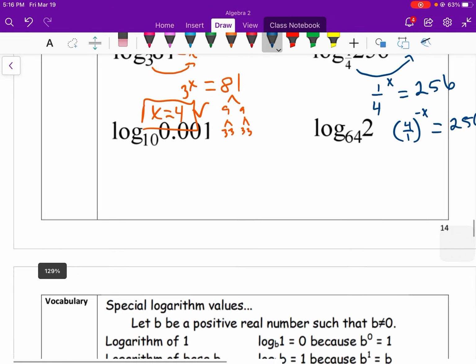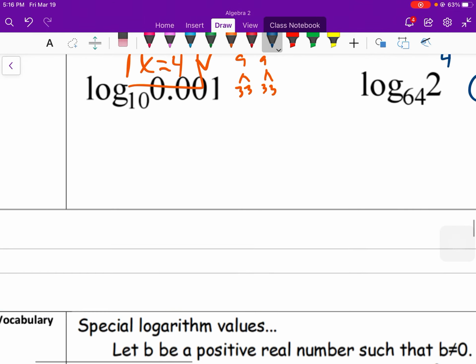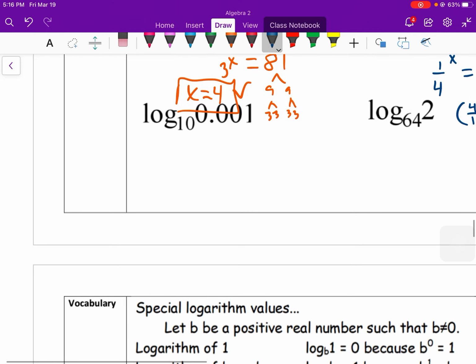If you have any questions or you're confused, pause it. Try and just work through it with the properties of exponents that you know. So this equals x again. So that's 10 to the power of x equals, what will be this? 0.001.